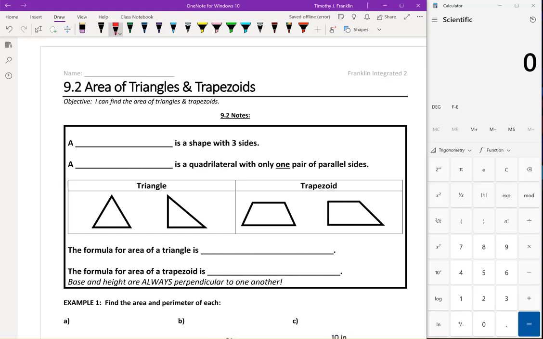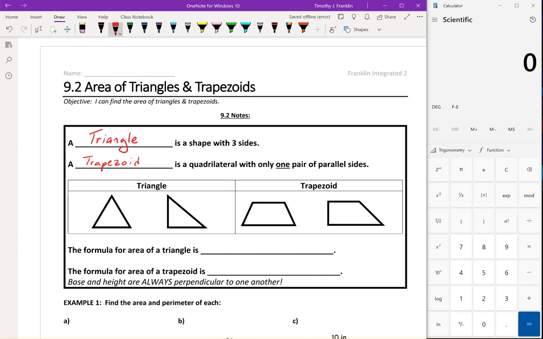So a triangle is a shape with three sides. And the name triangle means three angles, so you could also think of it as a shape with three angles. A trapezoid is a quadrilateral, which means it has four sides with only one pair of parallel sides. So a parallelogram, which we saw in the 9.1 notes, has two pairs of parallel sides. So both pairs of opposite sides are parallel. A trapezoid just has one pair of parallel sides.